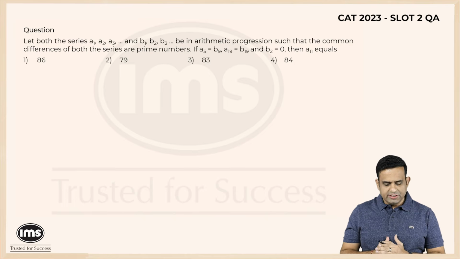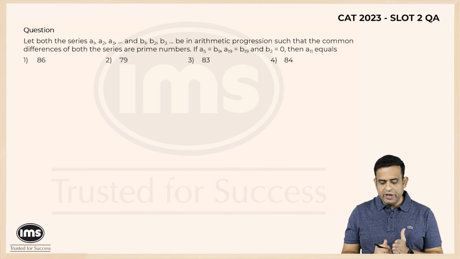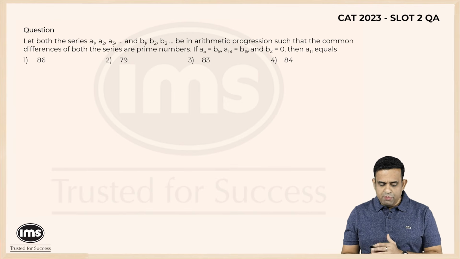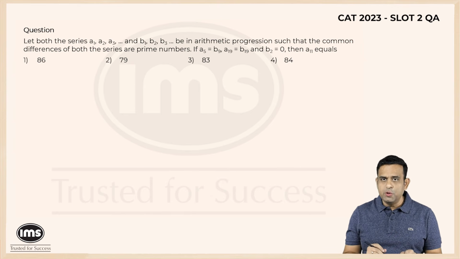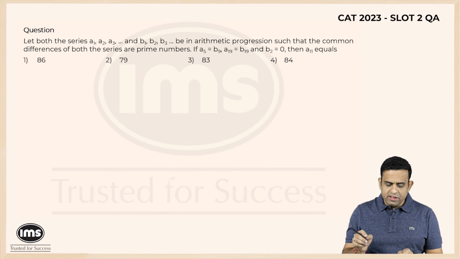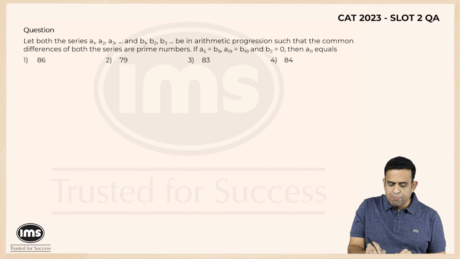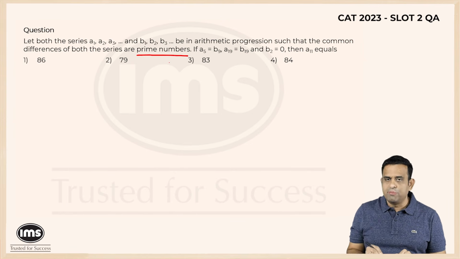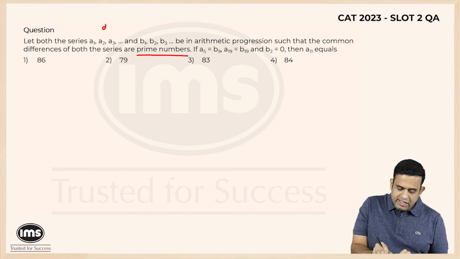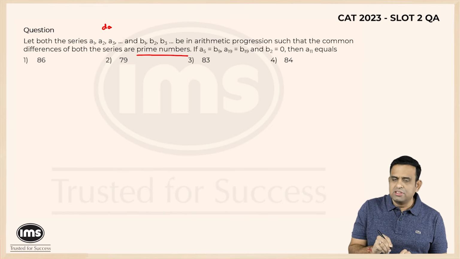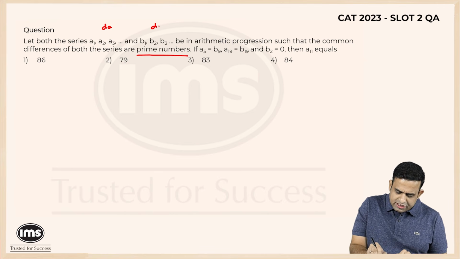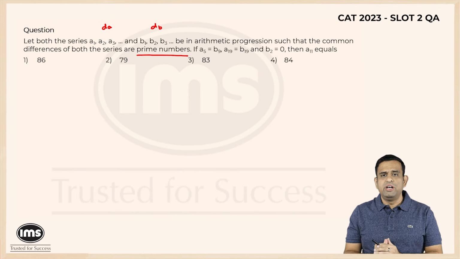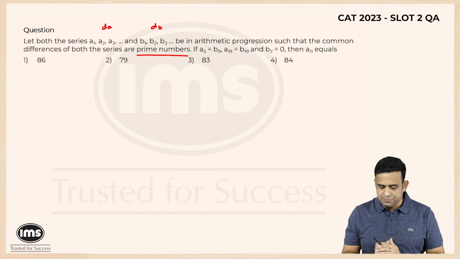In the next sum, it says that both the series A1, A2, A3 and so on and B1, B2, B3 and so on happen to be in AP, such that the common difference of both the series is a prime number, a very, very important point. Suppose I call DA the common difference of the first sequence and DB the common difference of the second sequence. So both DA and DB need to be prime numbers.